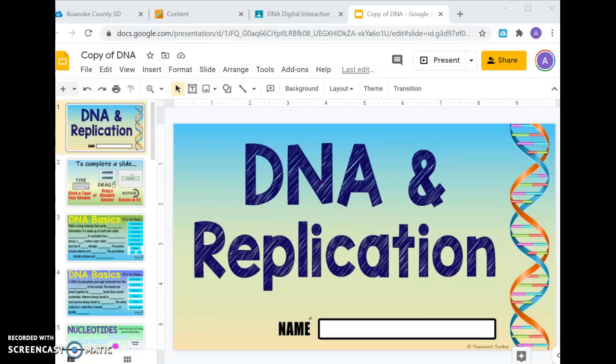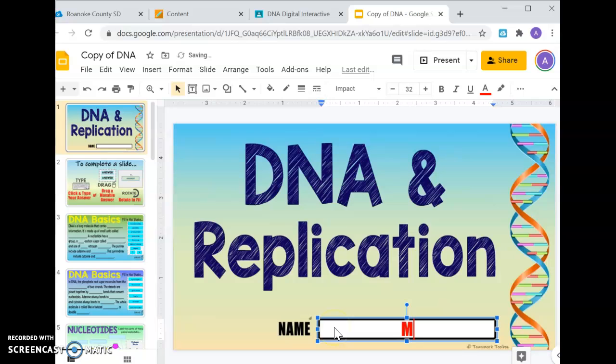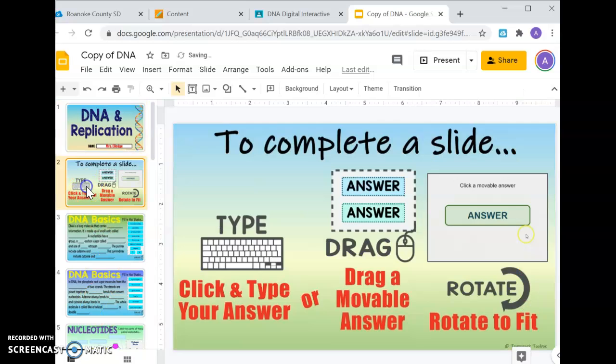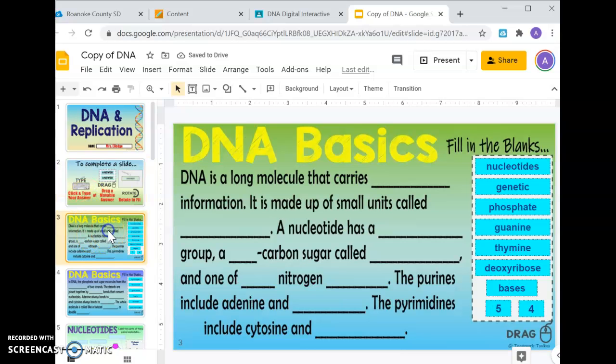Hey guys, I want to do a quick little video going over parts of your DNA and replication digital interactive. So on page 1, we should be able to click on here and put our name in, please. Page 2 is just some directions.